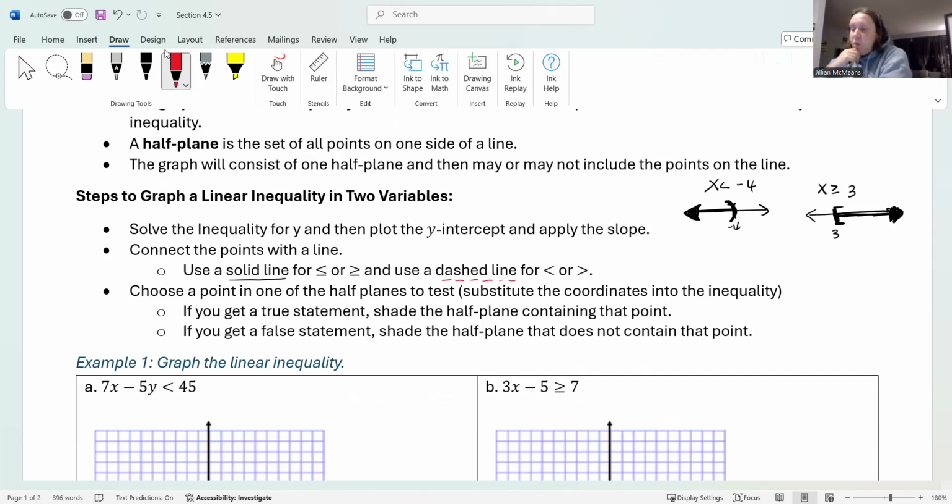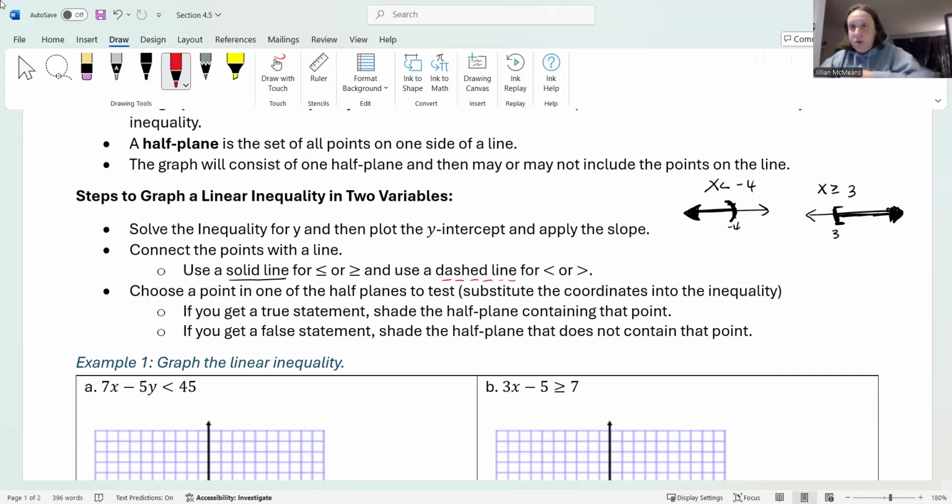You then choose a point in one half plane to test. You substitute the coordinates for that ordered pair into the original inequality. If you get a true statement, you shade the half plane that contains that point. If you get a false statement, you shade the opposite half plane.